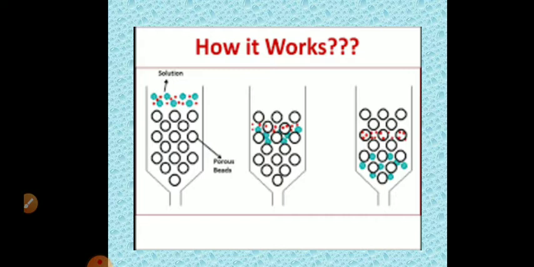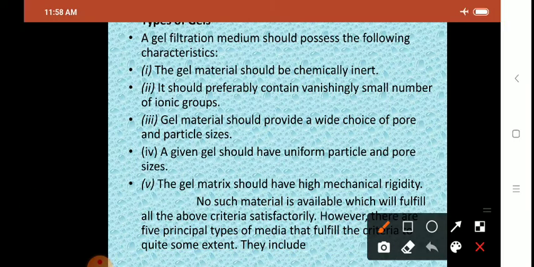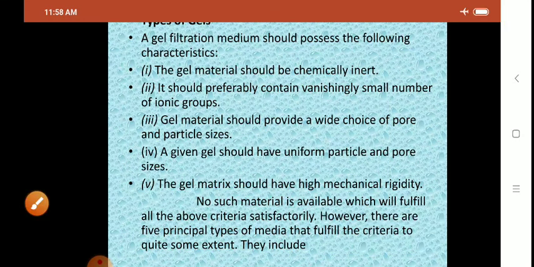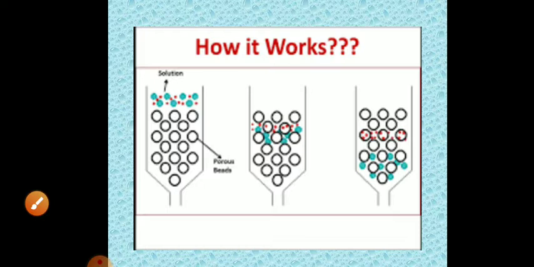The whole sample is loaded on the surface of the gel column, and when you allow the eluting solvent to flow through the column, the larger molecules that are uninterrupted come out of the gel very fast. And the smaller molecules, which are shown by red color, being smaller in size, enter inside the gel, and hence their movement is retarded and they come out after a little span of time.